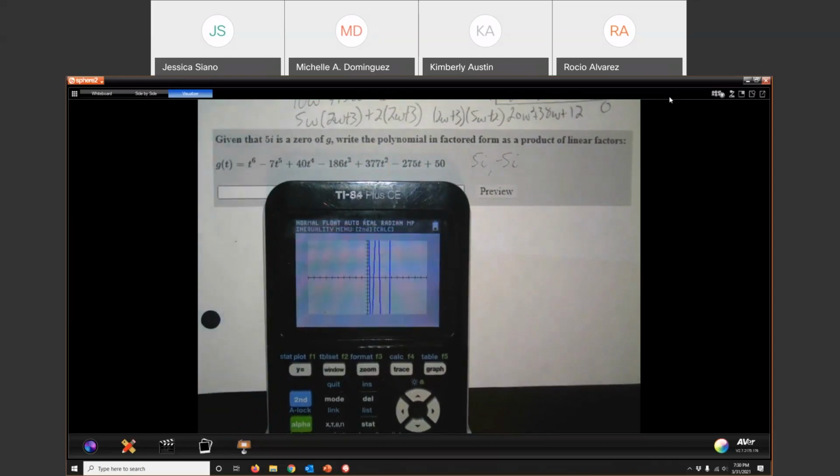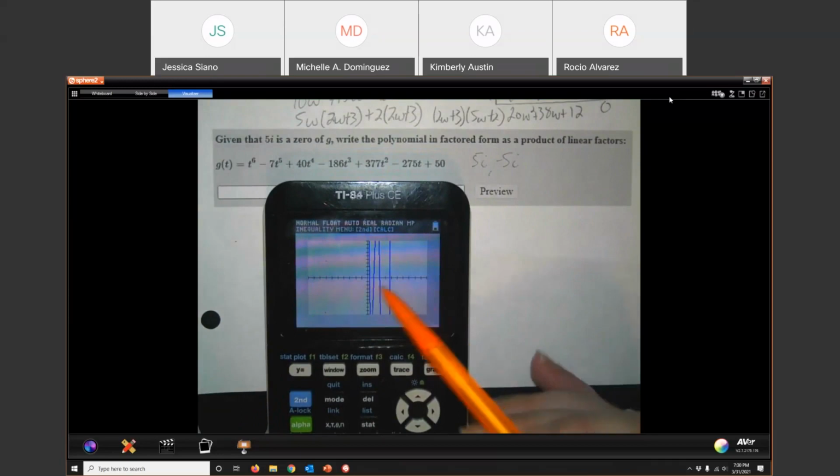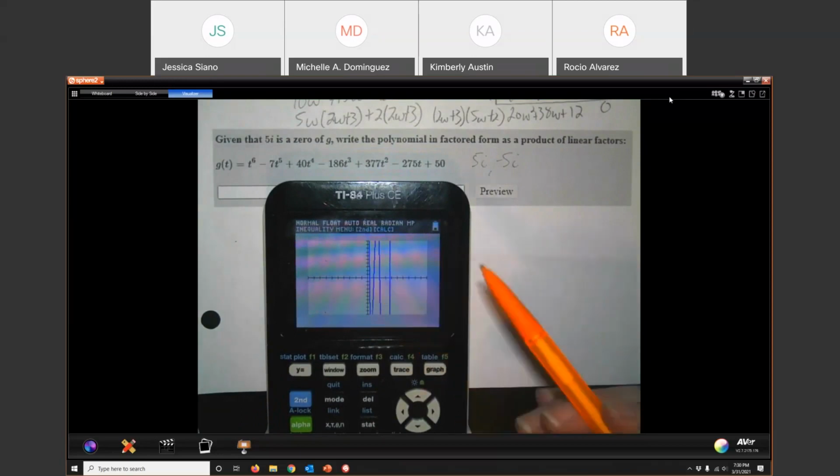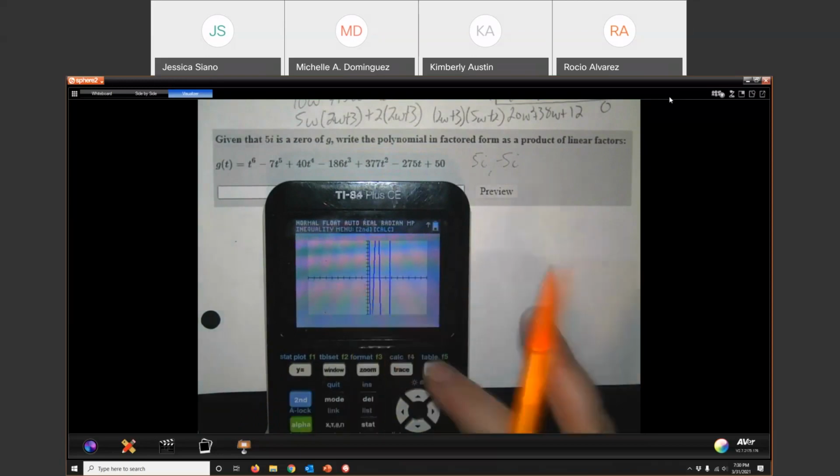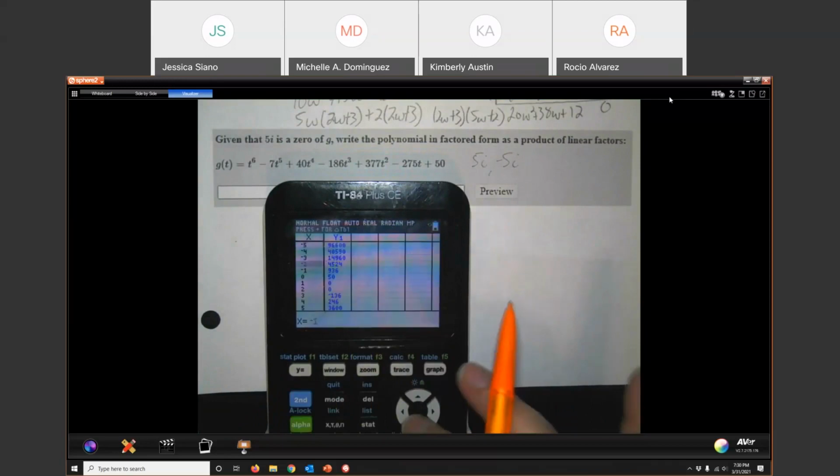So it looks like, based on this graph, that I have roots at 1 and 2, but let's confirm that in the table. Yep, 0 at 1, 0 at 2. I'm going to do this one on a separate sheet of paper because I don't think that I have enough room on this one.